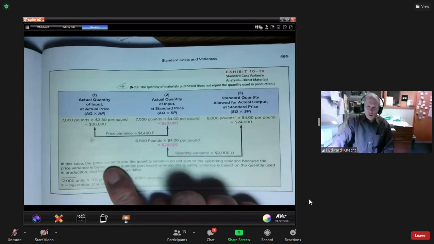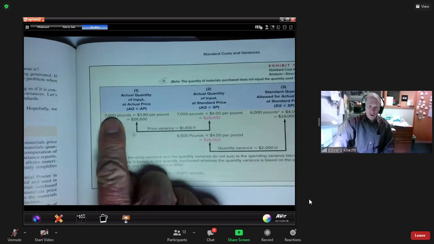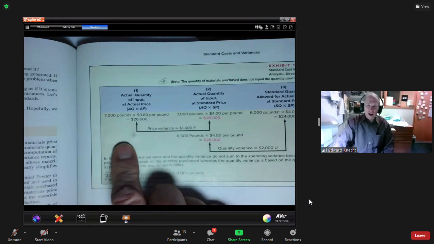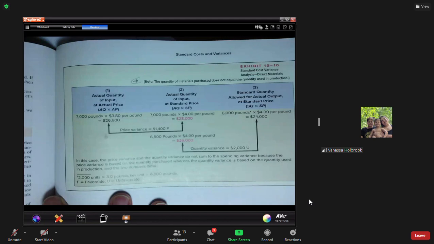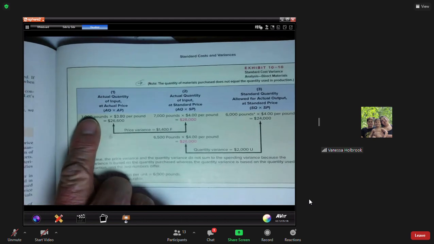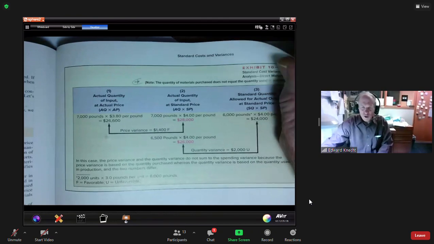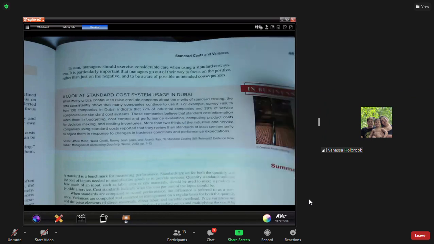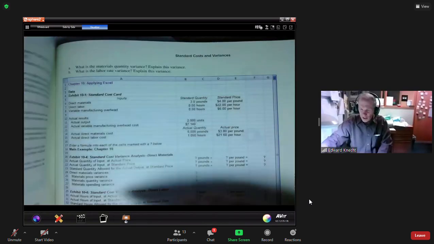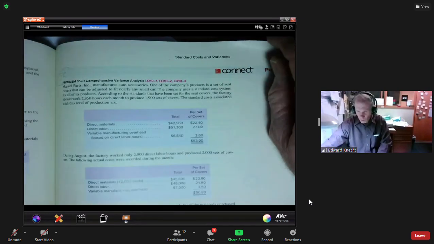We cannot show a total variance. Why can't we? Because we didn't use all 7,000 pounds. If we used all 7,000 pounds, then we could determine the total spending variance. But we have 1,000 pounds left over at the end of the period, and we don't know how much we'll use in production. I'm glad I was going through the chapter and saw that, because that's important. That could show up on the exam, no problem.